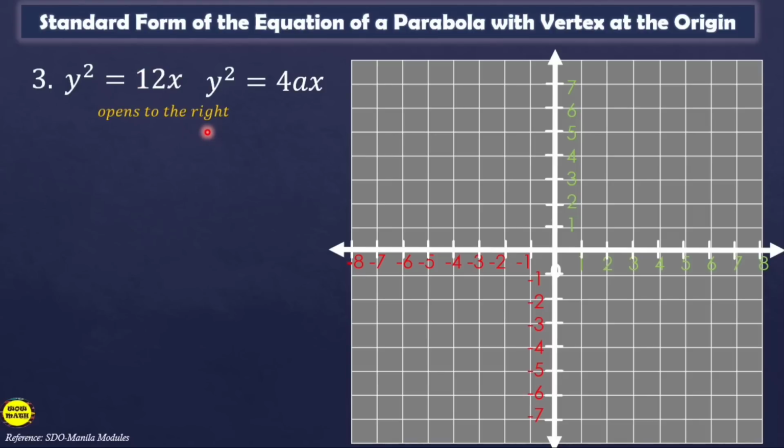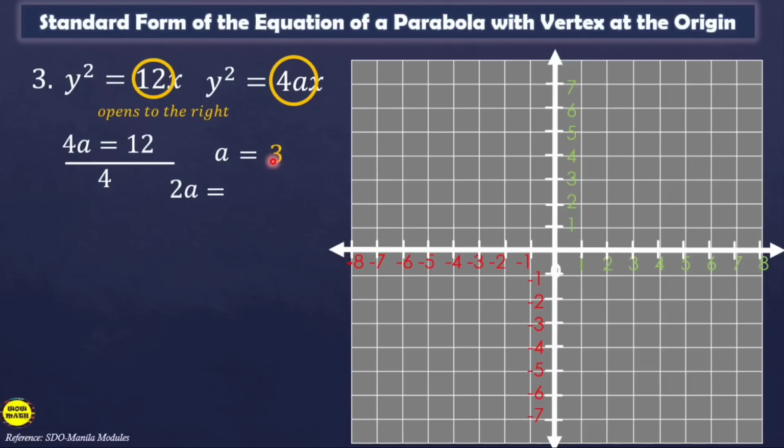Okay? So, let's get our focal distance a. So, 4a is equal to 12. Divide both sides by 4. So, 4a divided by 4 is a, equal to 12 divided by 4, the answer is 3. So, our focal distance this time is 3. Then, let's get 2a. So, 2 times 3, the answer is 6. The vertex is 0, 0, in the middle, since our vertex is at the origin.